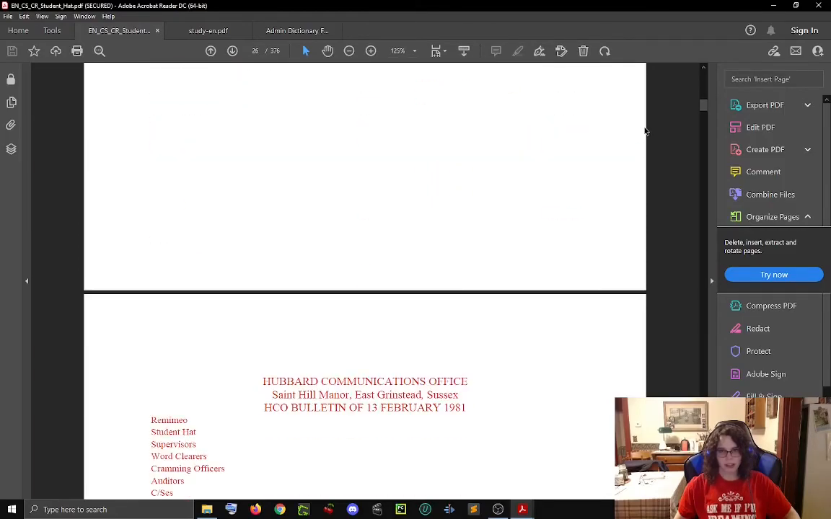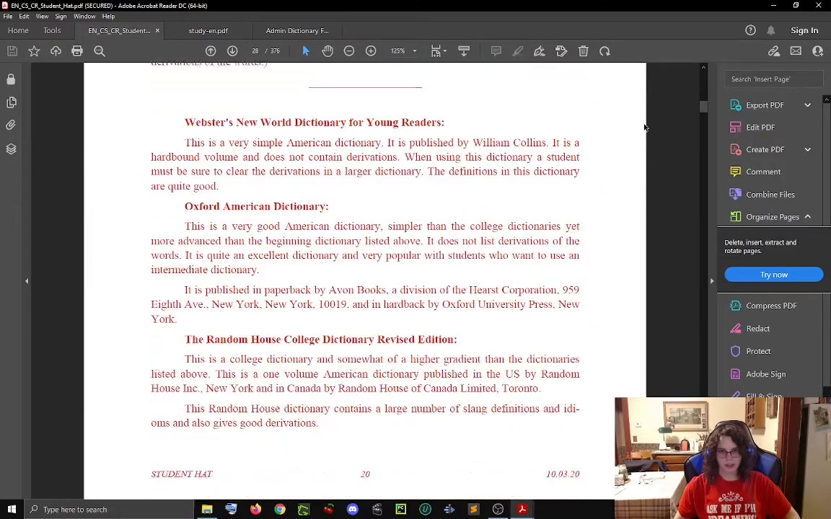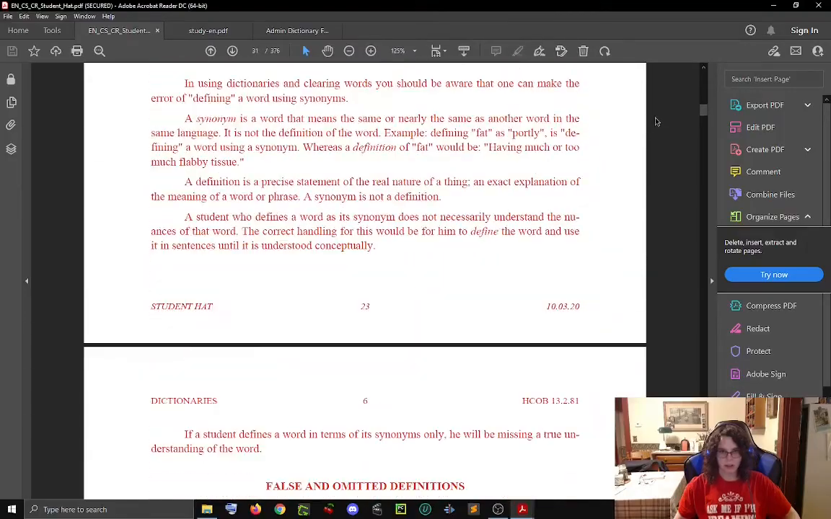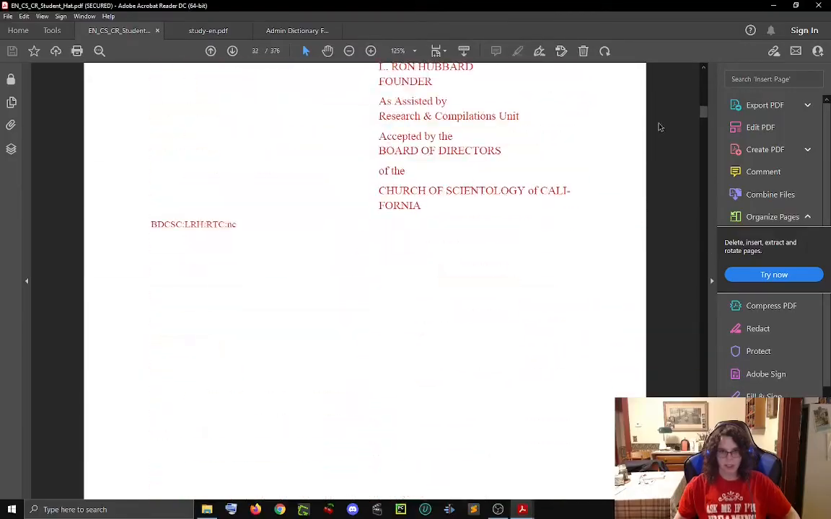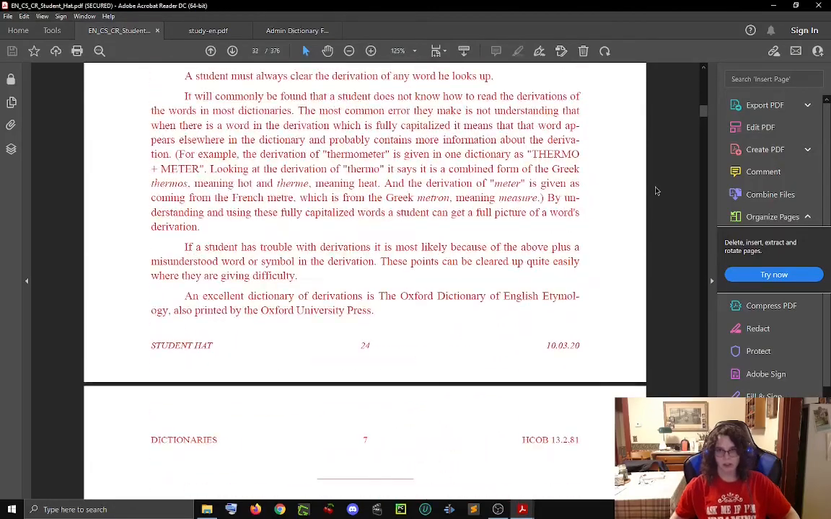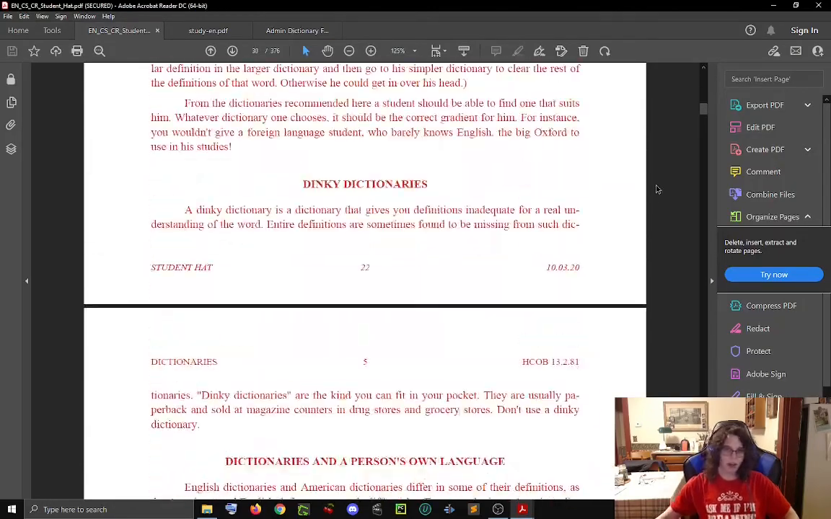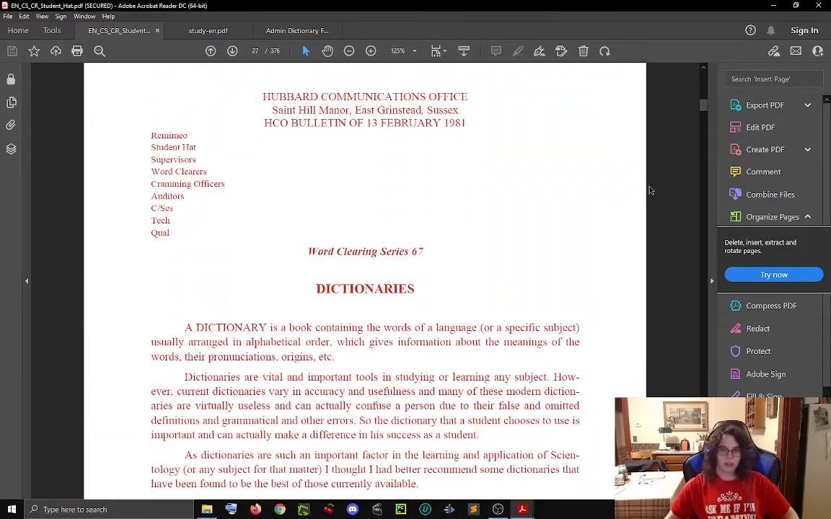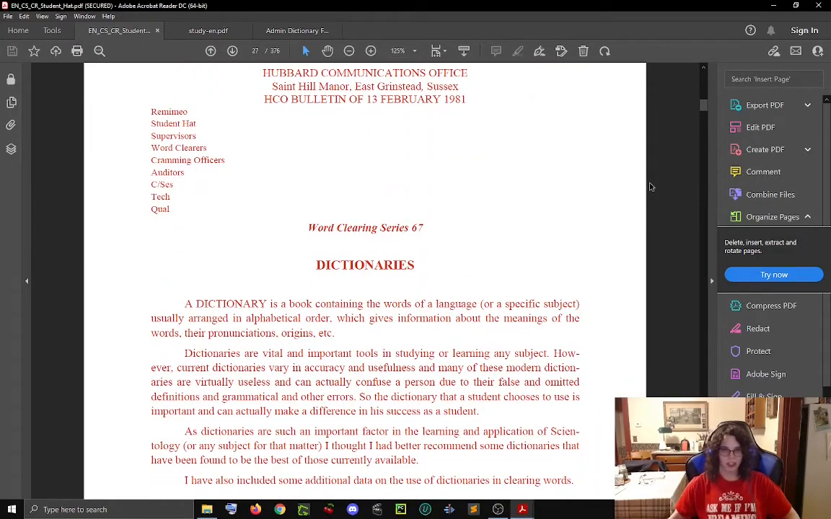Just out of curiosity, let's see how long dictionaries is. Jesus Christ. Oh my god, there's like 7 pages here. Alright. I think we're going to end it off on the beginning of dictionaries.